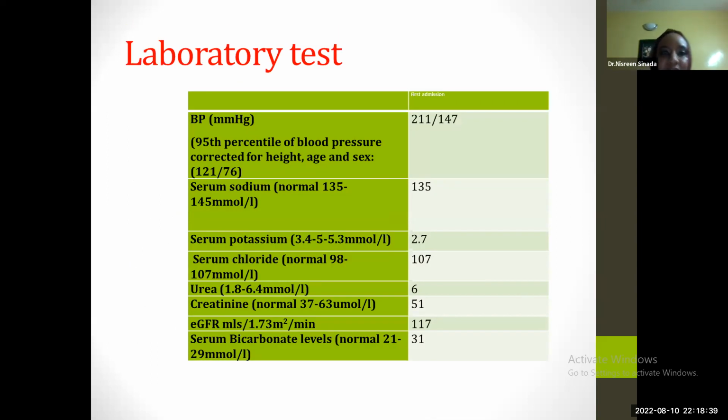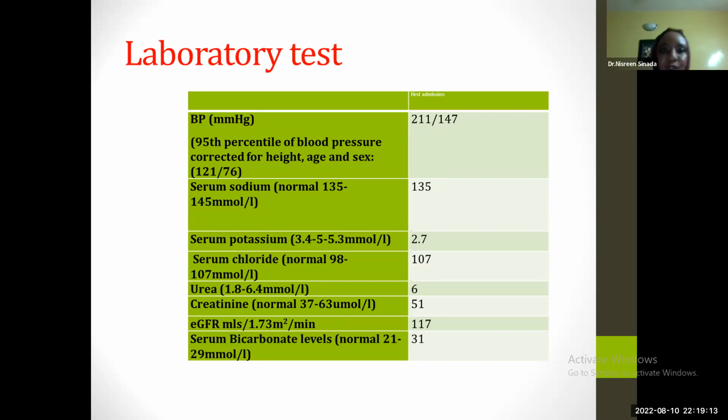So as we said, the blood pressure is more than the 95th percentile. The 95th percentile for the patient is 121 over 76. And with the new guideline, it is stage 2, 95th percentile plus 12. So it is stage 2 hypertension with normal serum sodium, with low potassium of 2.7, normal upper limit of serum chloride, normal urea and creatinine, normal estimated GFR, and the serum bicarbonate level is high.